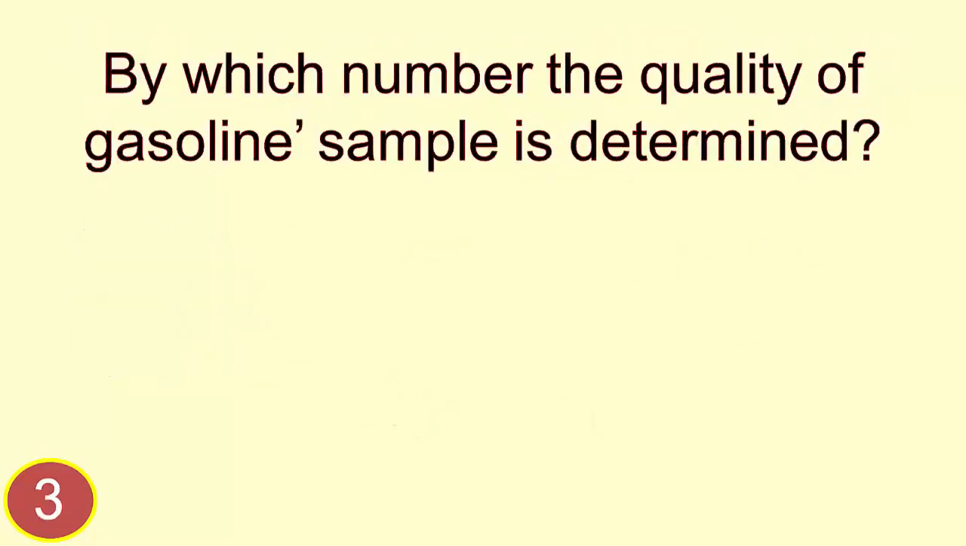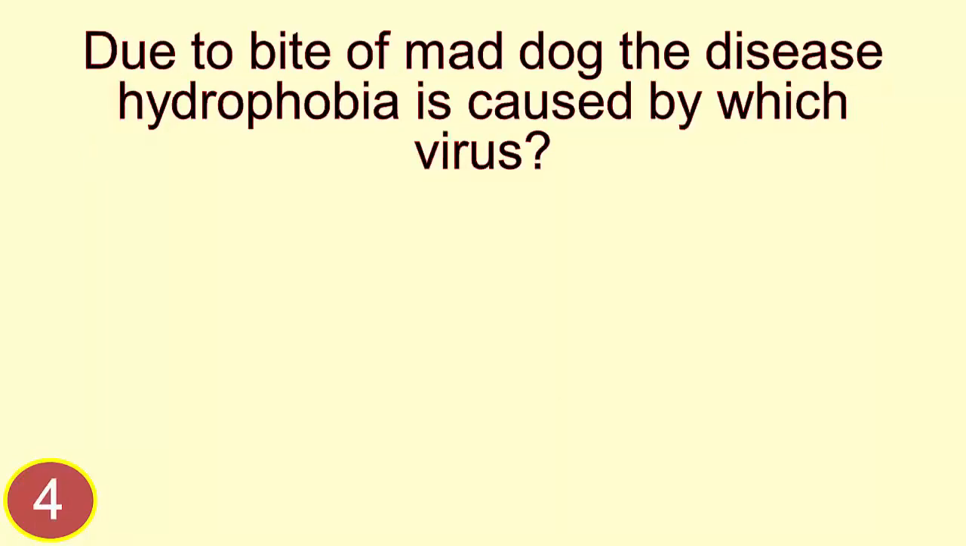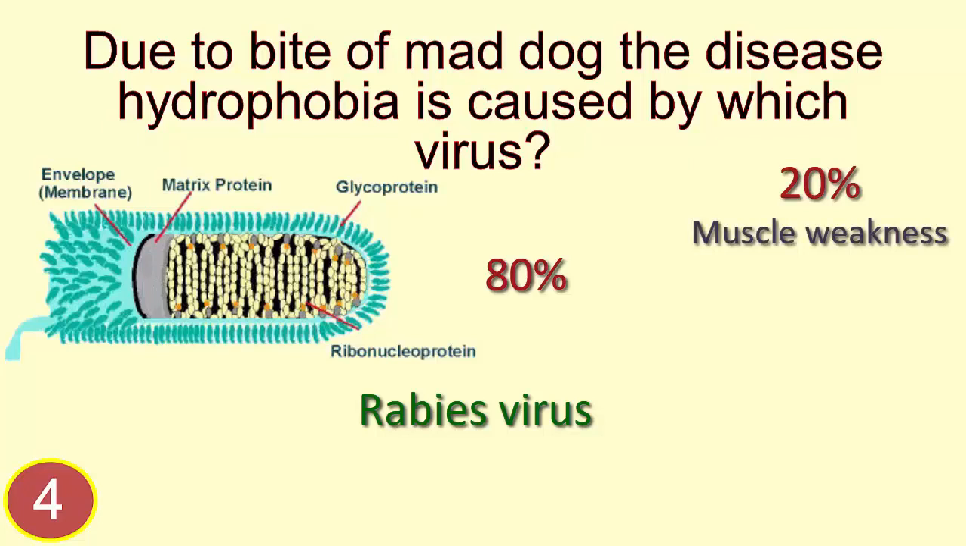By which number is the quality of a gasoline sample determined? Answer is by its octane number. Due to the bite of a mad dog, the disease hydrophobia is caused by which virus? Answer is rabies virus. Hydrophobia is commonly associated with furious rabies, which affects 80% of rabies infected people. The remaining 20% may experience a paralytic form of rabies that is marked by muscle weakness, loss of sensation, and paralysis. This form of rabies does not usually cause fear of water.